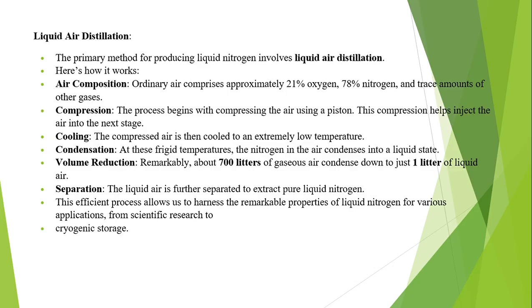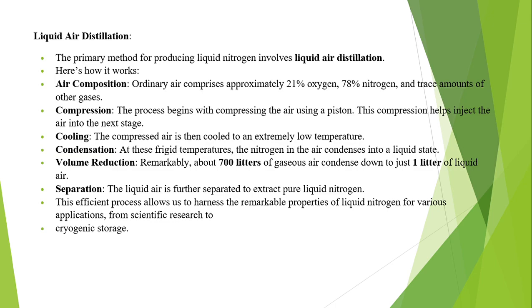Liquid air distillation. The primary method of producing liquid nitrogen involves liquid air distillation. Here is how it works. Air composition: ordinary air comprises approximately 21% oxygen and 78% nitrogen and trace amounts of other gases.